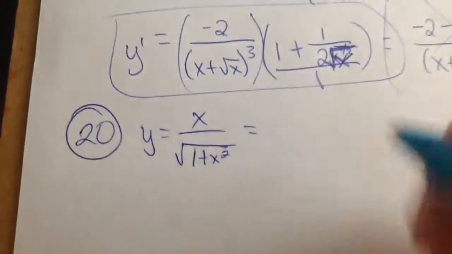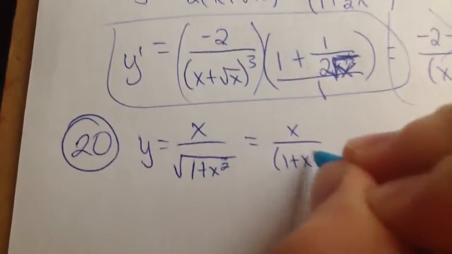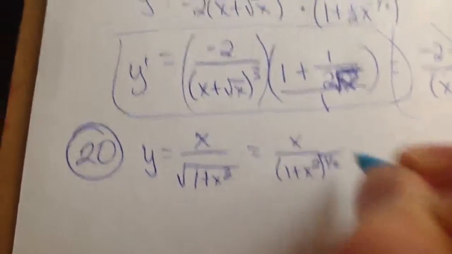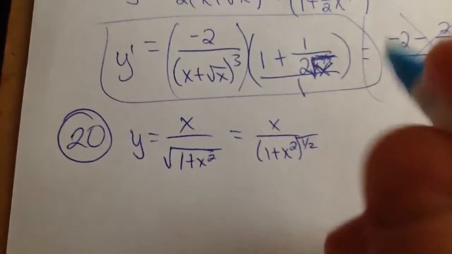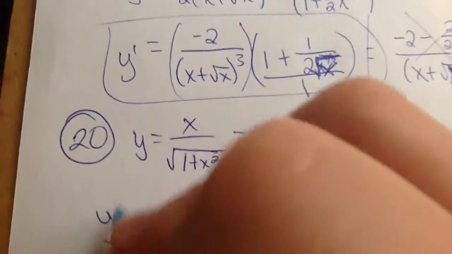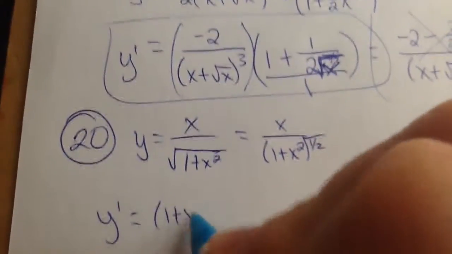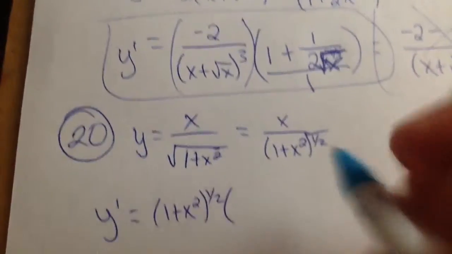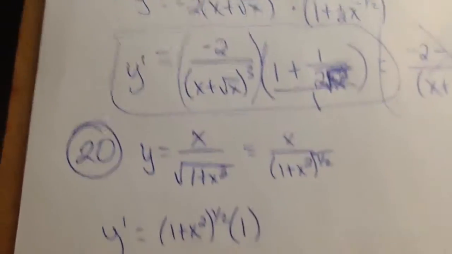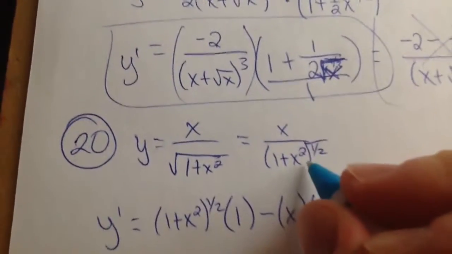A square root, so we're going to change it to 1 plus x squared to the 1/2 power. Now we'll do quotient rule. So, low d high: the bottom, 1 plus x squared to the 1/2, times the derivative of the top. Derivative of x is just 1, minus the top times the derivative of the bottom.